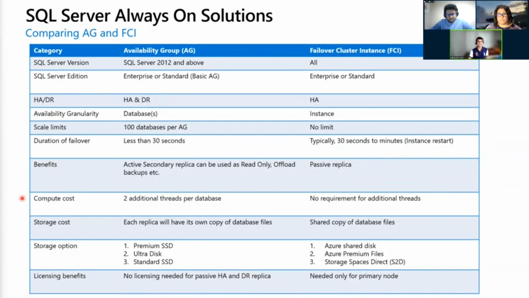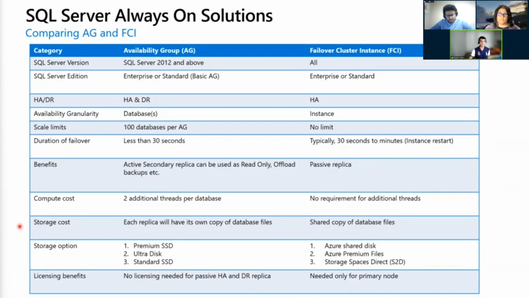Some information around the compute cost. There are some additional threads that we spin up. This is again for lock capture and lock thread. Not a huge overhead, but obviously when you start scaling up your AGs to more than 100 or even higher number, you start hitting the compute limit. So you'll have to make sure that there are enough cores on the VM in order to handle that workload, right?